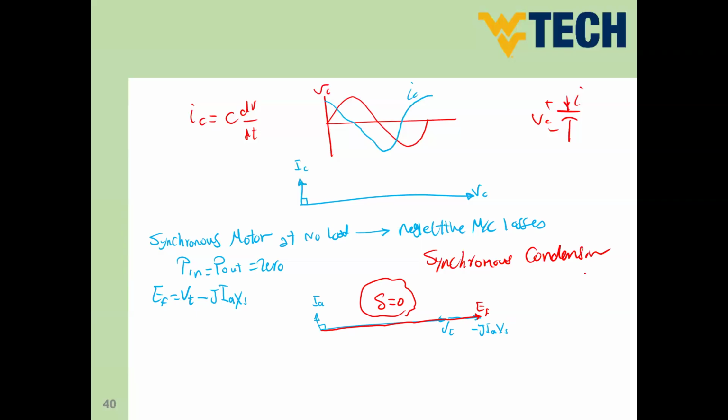But this is on paper. We don't need it in practical life because we're not going to have a synchronous motor working at no load, and we need to absorb reactive power from the grid. This is not practical because all of the time we need reactive power from the grid to supply our machinery in industry. So the synchronous condenser is the practical case that we can have in our life. Okay.